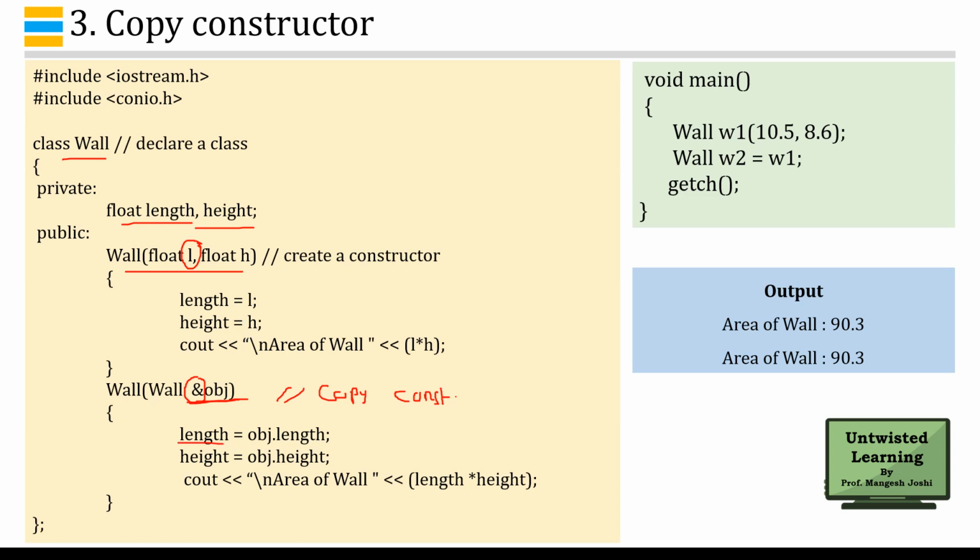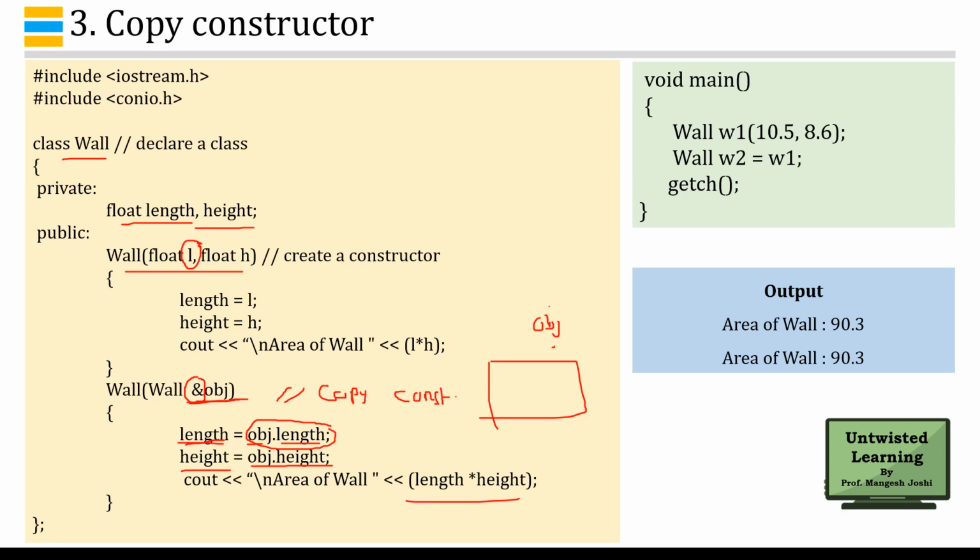So length is equal to obj dot length. There is one object, and inside this obj you have length and height. To access the length and height inside this obj, you need to use the dot operator. It is just like a key. Whatever the content of obj dot length is, it will be assigned to length, and the content of obj dot height will be assigned to height. And finally, the area of the wall will be displayed.